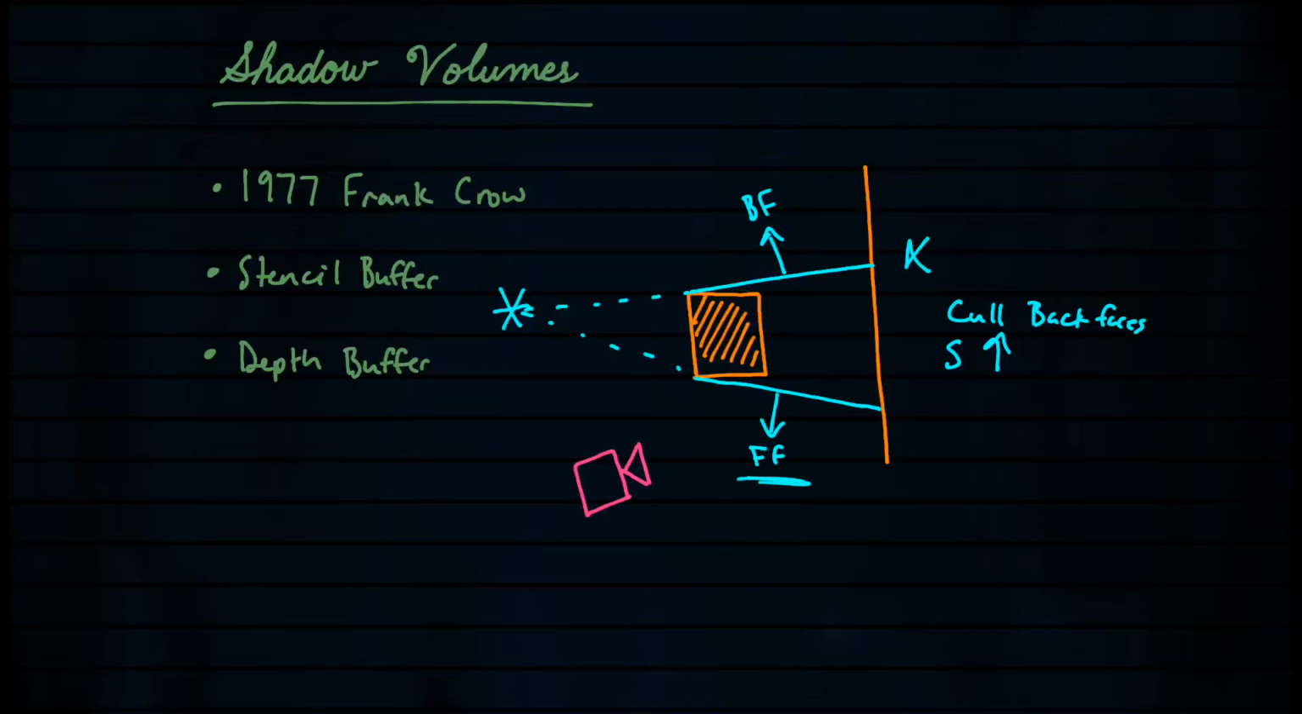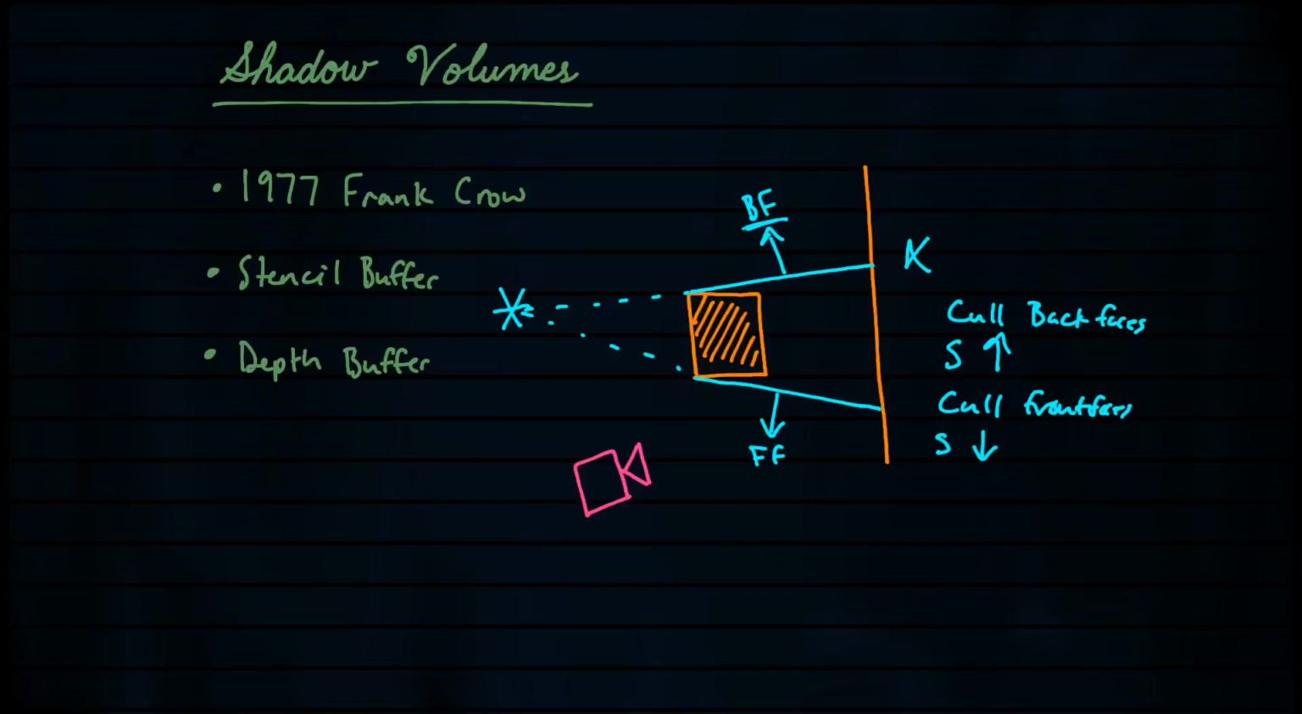So these get rendered the first time, and after that we use front face culling. In other words, instead of drawing the front faces, we draw the back faces. So now we're going to cull the front faces, and we're going to set the stencil operation to decrement. So now the stencil goes down. And then we render the shadow volumes again, and this time only the back faces get rendered.